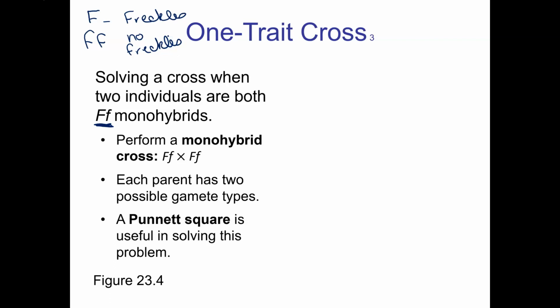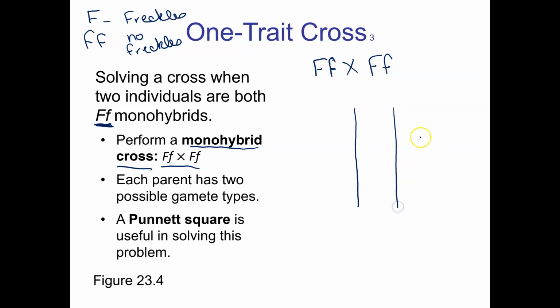Then you're going to do what we call a monohybrid cross, where you have two individuals that are both big F, little f. So mom has a big F, little f, and dad has a big F, little f, okay? And we're crossing them together. So each parent can give either the big F or the little f. And the way that we can do this is by using a Punnett square. You may have learned how to use Punnett squares when you were in school.